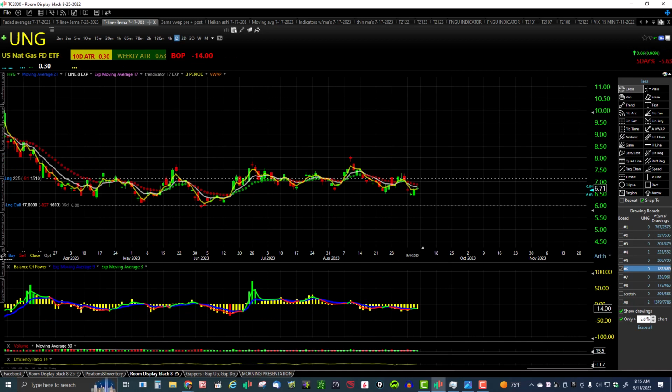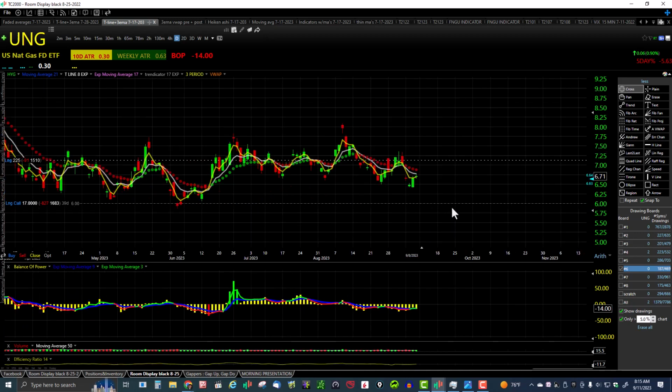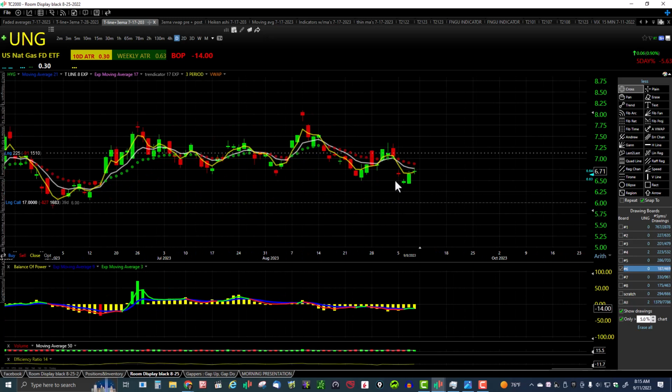UNG, big bear flag. So here's the move down and just a multi-month bear flag here. Maybe this will be the higher low to break us out.